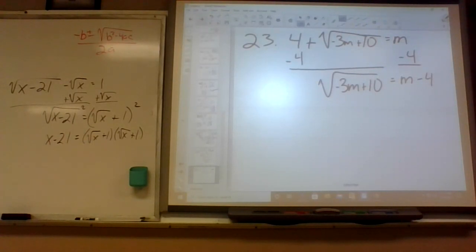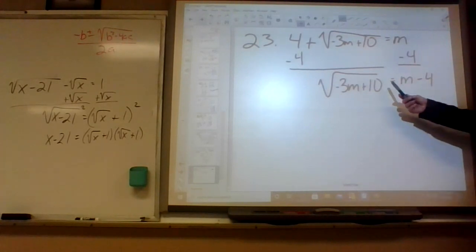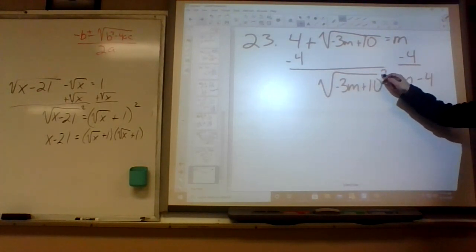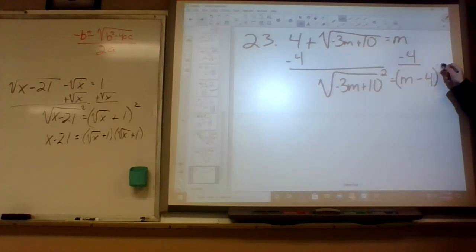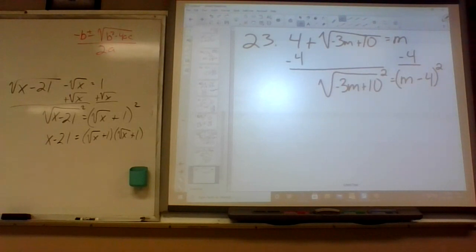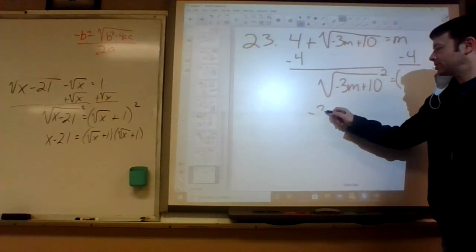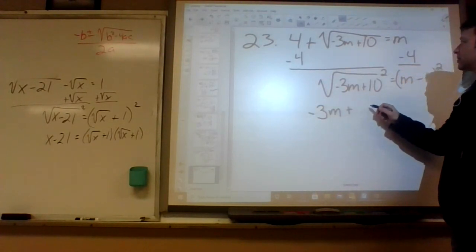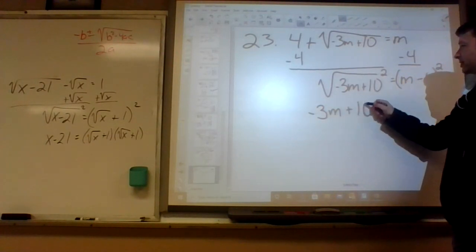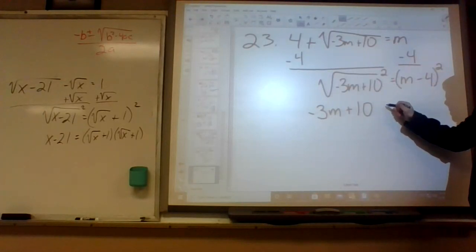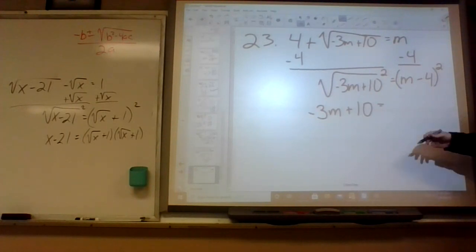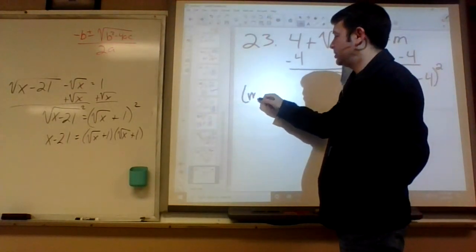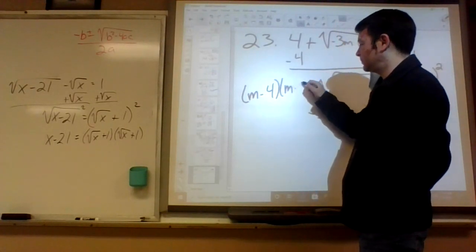Okay, now it looks like 21, right? The whole left side is under a square root. So when I square it, it just cancels out the square root. That's much better. The right side, though, we're going to have to square it, so that means another FOIL problem. So the left side just becomes negative 3n plus 10. Anyway, n minus 4 squared. So we're doing n minus 4 times n minus 4.